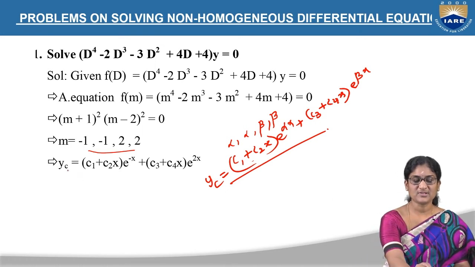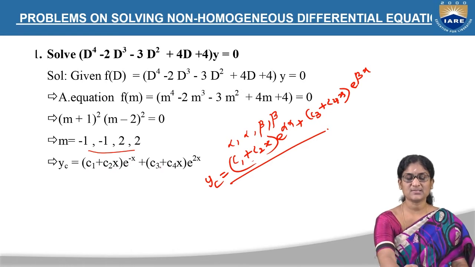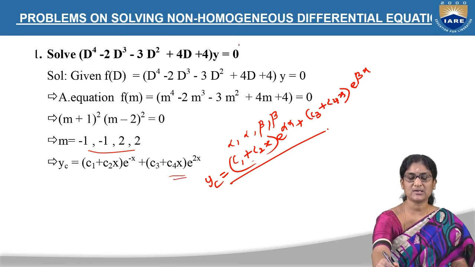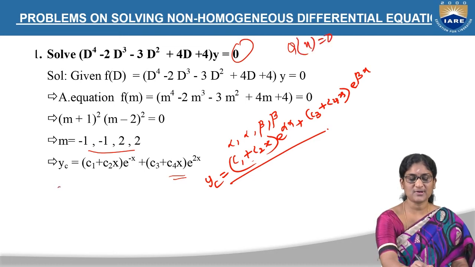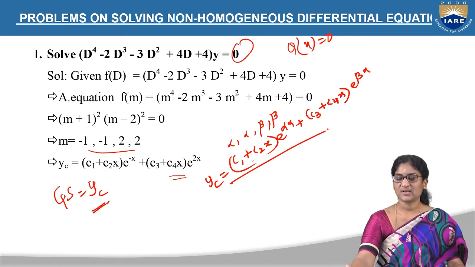So the complementary function for this question is yc is equal to (c1 plus c2x) e power minus x plus (c3 plus c4x) e power 2x. We don't have the particular integral because the Q of x value is equal to 0. So the general solution is just nothing but the complementary function, that is yc. So this is how we can find it out.